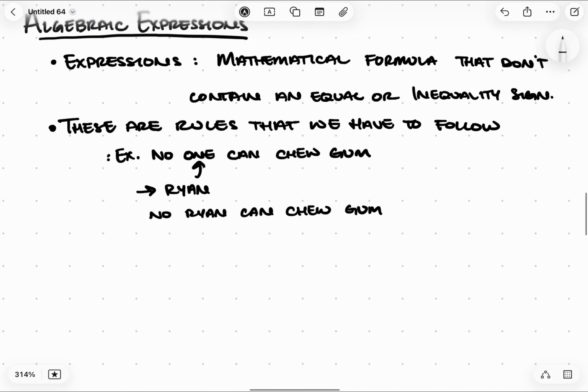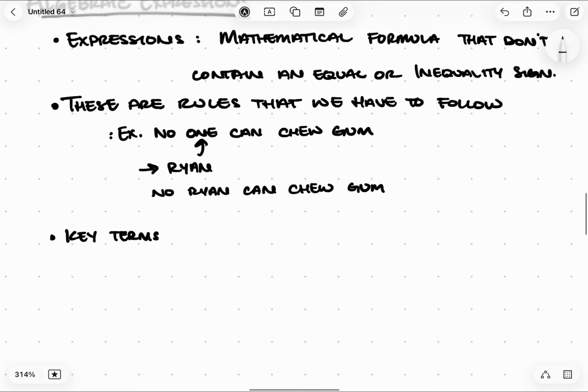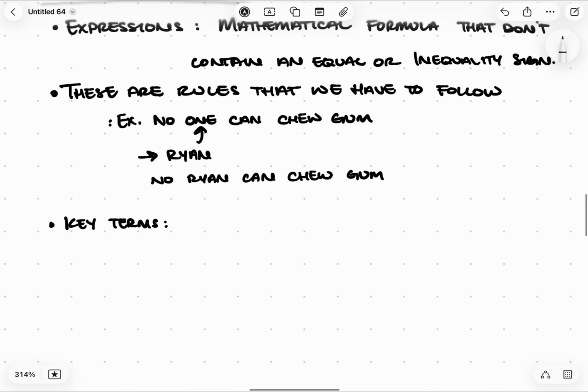This is generally what algebra is. It's a mathematical way of writing these rules where we could better explain what students or people are allowed or not allowed to do. So the idea is we use this thing called variables. And so we're going to write down some key terms here, because these are some terms that we'll say quite a few times. And so the key terms, we start with variable.